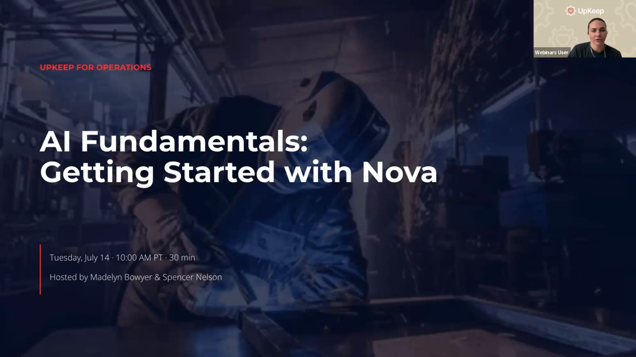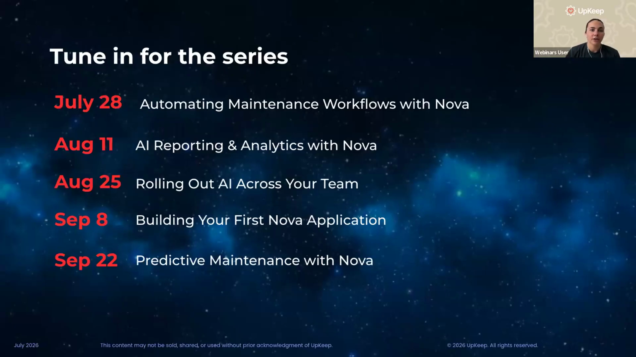So, a quick intro to today. Today is the first of 6 sessions that are going to take place over the next 3 months or so, showcasing the different use cases of UpKeep's AI tools. This session, we're going to go through an introduction where we'll talk through the different functionalities of Nova and how you can use Nova to make your day-to-day in UpKeep a bit easier. Here are the upcoming sessions, so you can tune into the series or join for the ones that are most relevant to you. As long as you're registered, you're going to receive the recording.